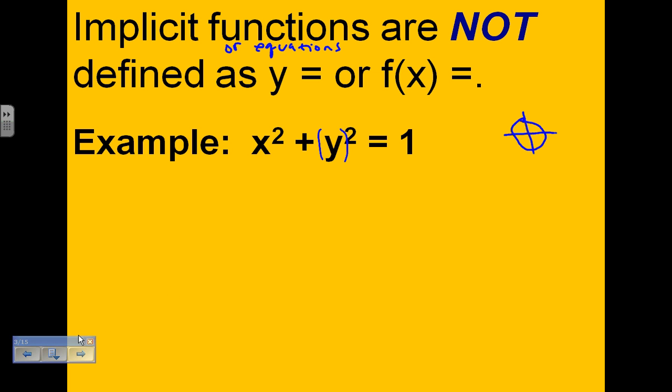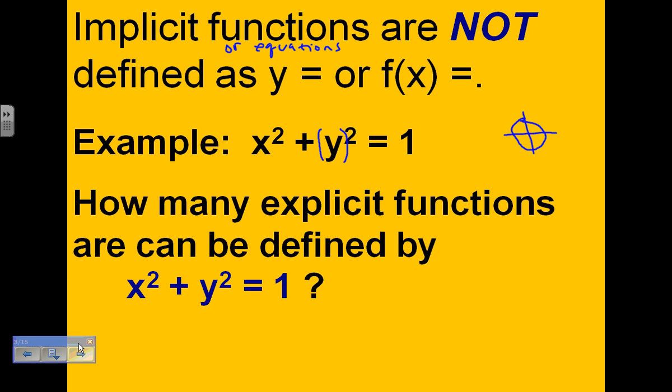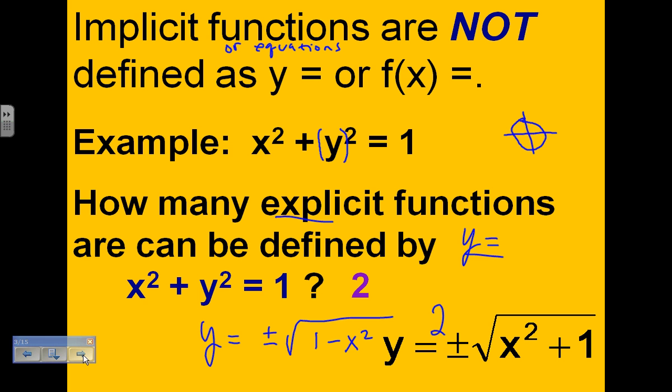To find the derivative of this, first we're going to see how many explicit functions you can define. I always think of this as how many y equals equations you can write. Obviously, you can write y equals plus or minus the square root of 1 minus x squared, so I'd put down 2. Some people will put down more, but I just go with 2 equations. I'm not going to actually do this on a test. You can think of it as x equals also, which gives another 2 equations, but I just go y equals. So the answer is 2.